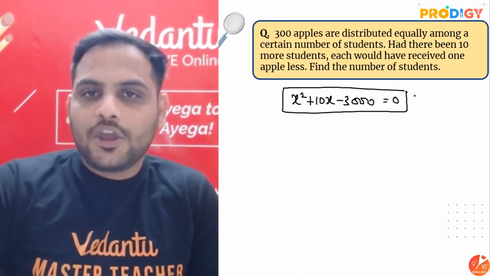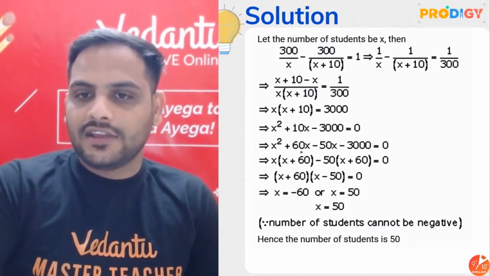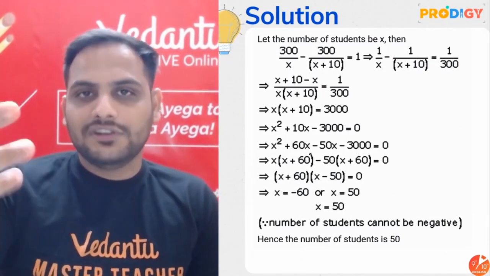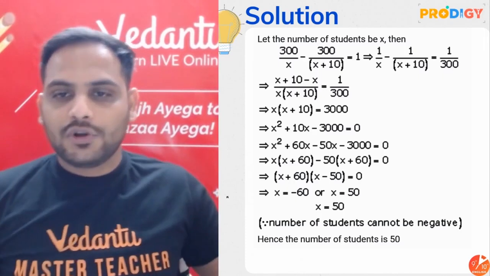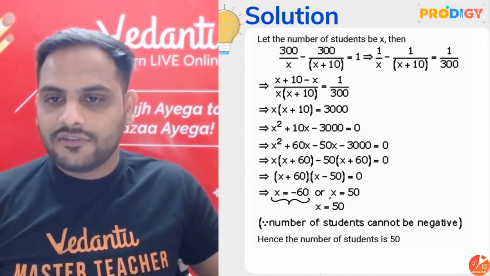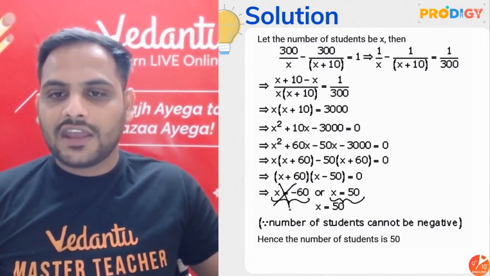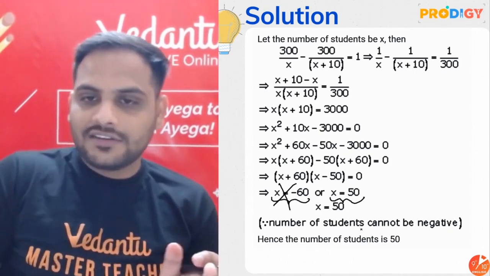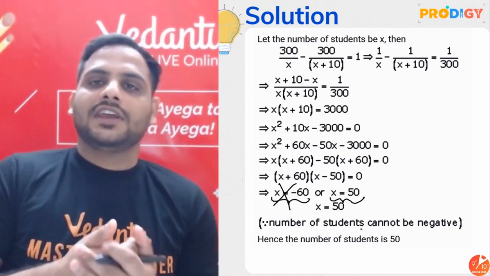Now you need to solve this quadratic equation further. Factorize this. 60 and minus 50 will be the splitting. So you will get x equal to either minus 60 or 50. Obviously a negative answer cannot be present, so minus 60 will be rejected. The number of students in the first case is 50.